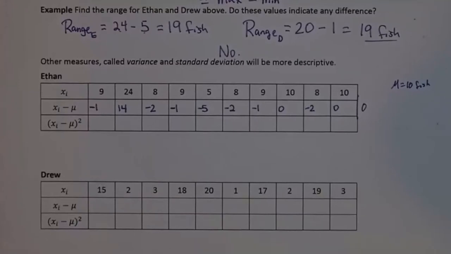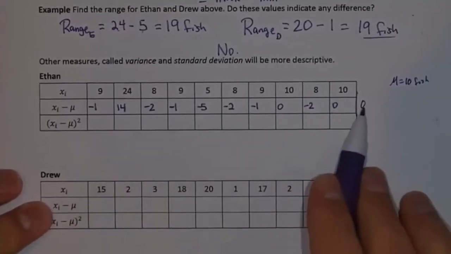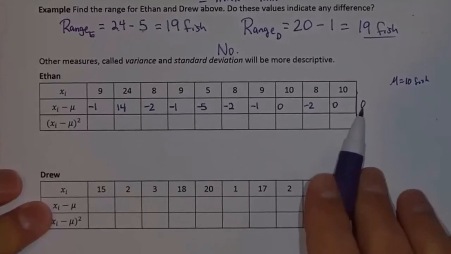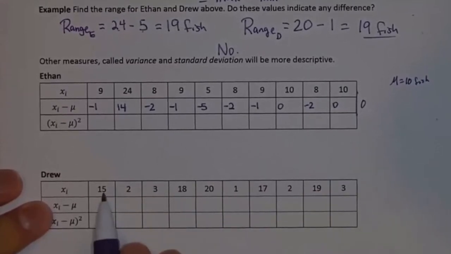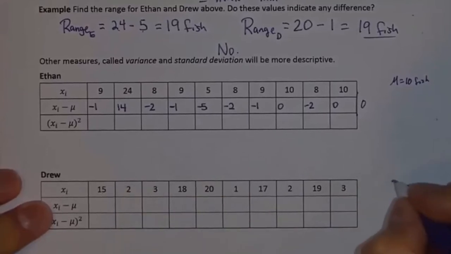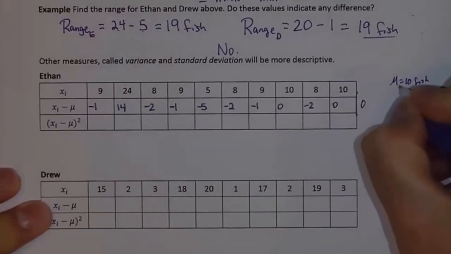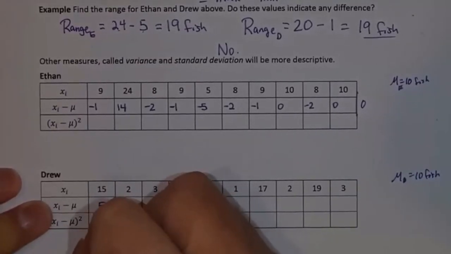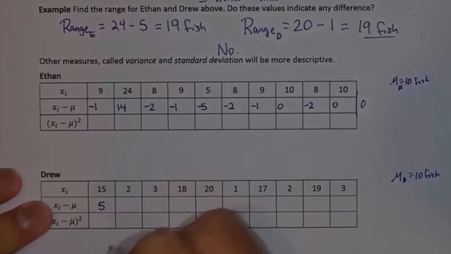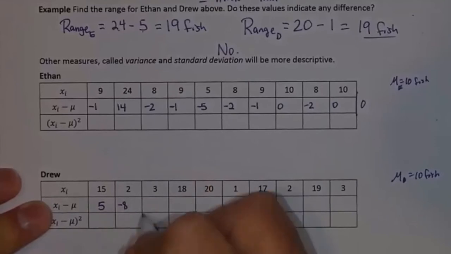So that didn't work. In fact, if we do the same thing for Drew, and you can check this, I'm telling you these add to be 0, you can check me, they do. The same thing happens for Drew. Drew's average was 10 fish also. If I take 15 minus 10, that's 5. So he was 5 fish above average that day. 2 minus 10, that's -8. He was 8 fish below average.